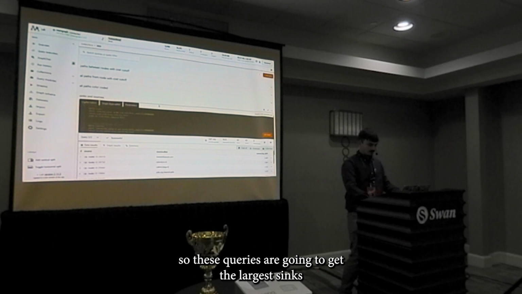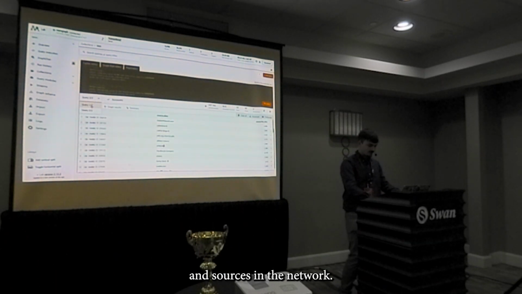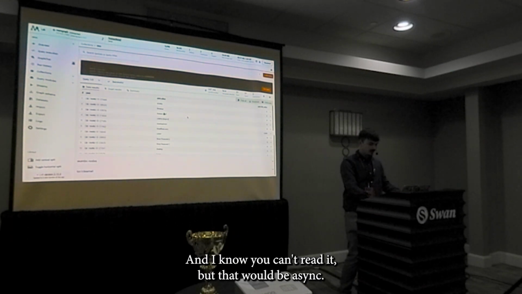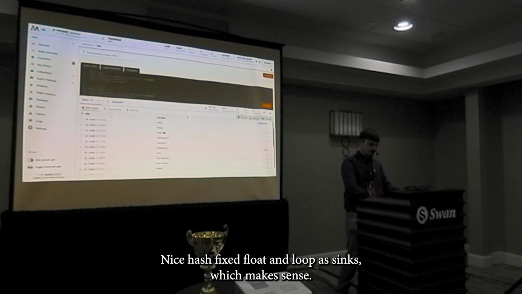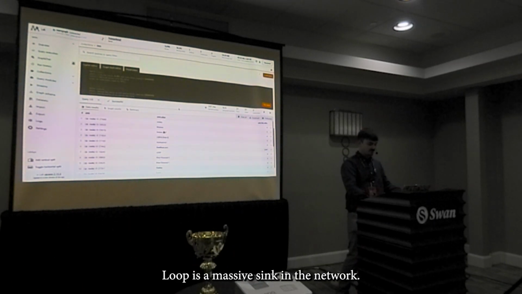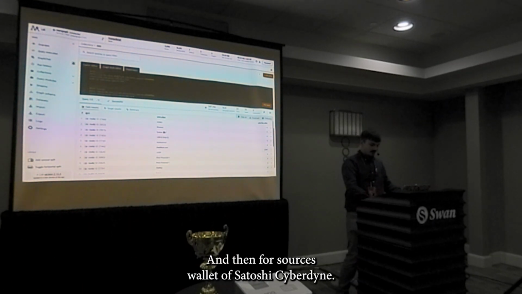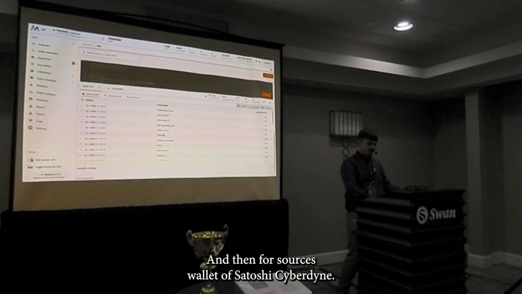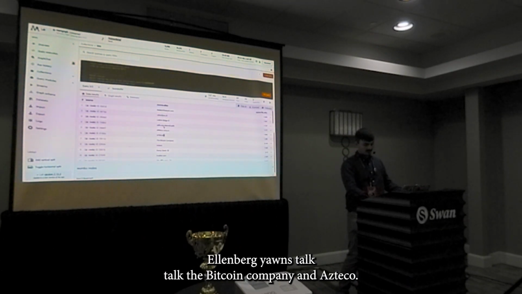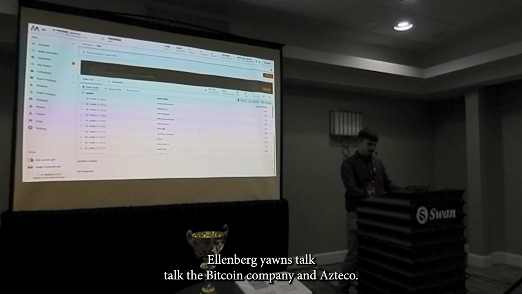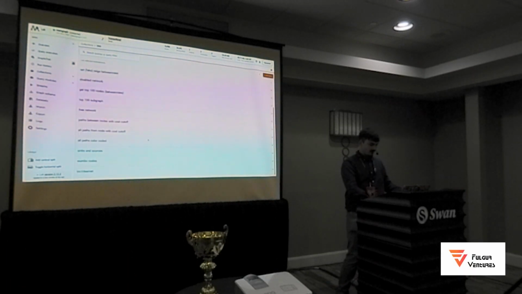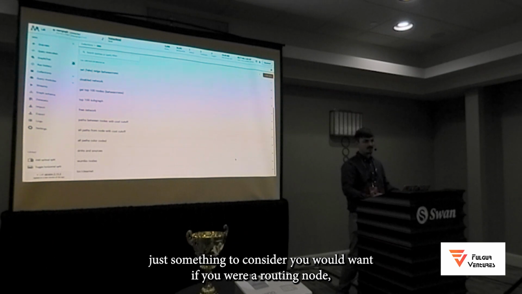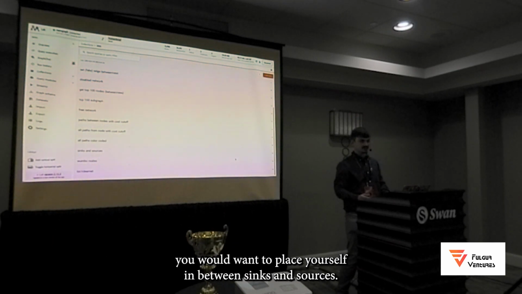So these queries are going to get the largest sinks and sources in the network. And I know you can't read it, but that would be Asynk, Binance, Kraken, LN Big, NiceHash, FixedFloat, and Loop as sinks, which makes sense. Loop is a massive sink in the network. And then for sources, Wallet of Satoshi, Cyberdyne, LN Big, Yalls.org, Torque, the Bitcoin Company, and Azteco. Just something to consider. If you're a routing node, you would want to place yourself in between sinks and sources.